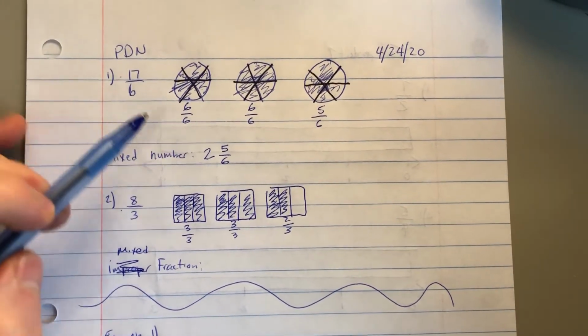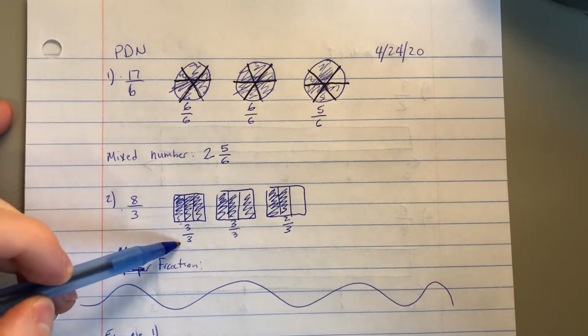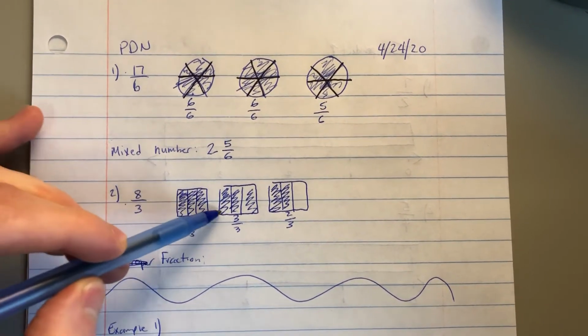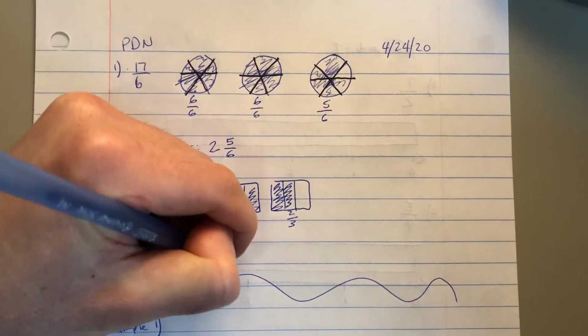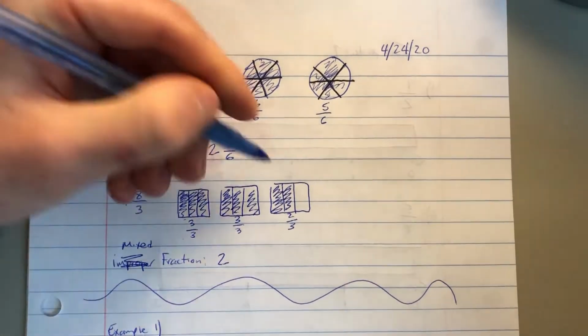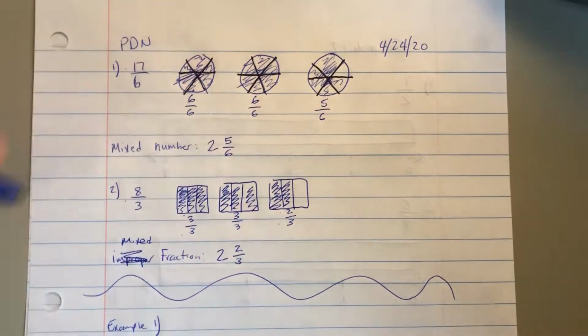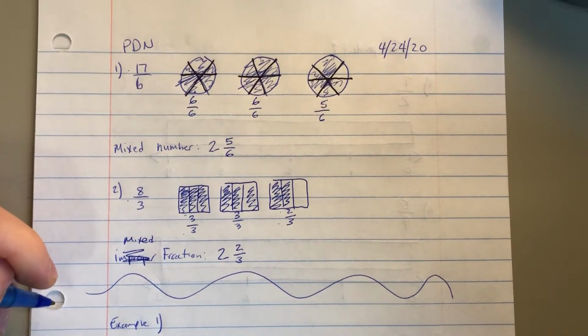My two whole numbers are the ones where the numerator and denominator are the same, and every part of the shape is shaded in. That's 1, 2. So that's going to be 2 as my mixed number, whole number. And then I have my proper fraction left over, 2/3. So 8/3 is equivalent to 2 and 2/3.